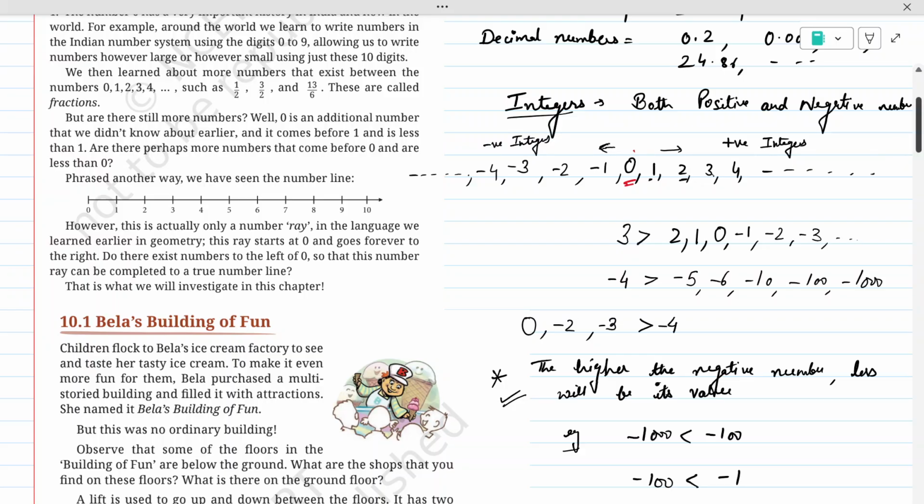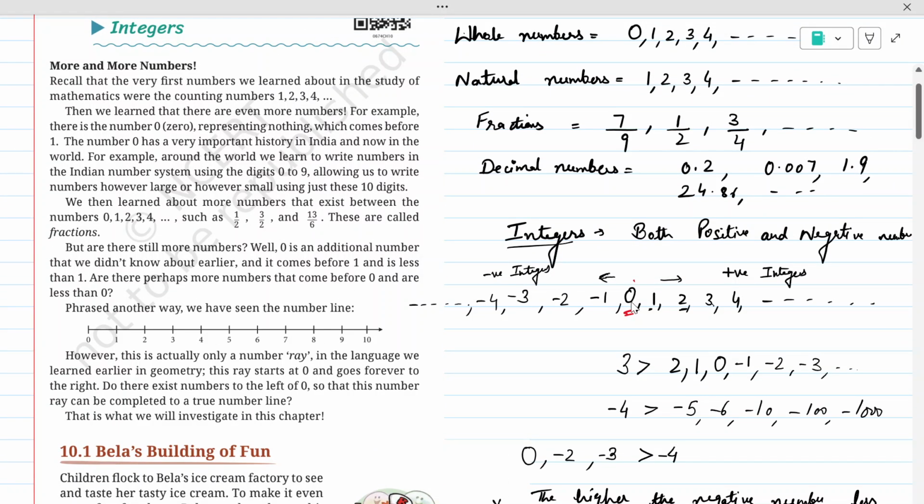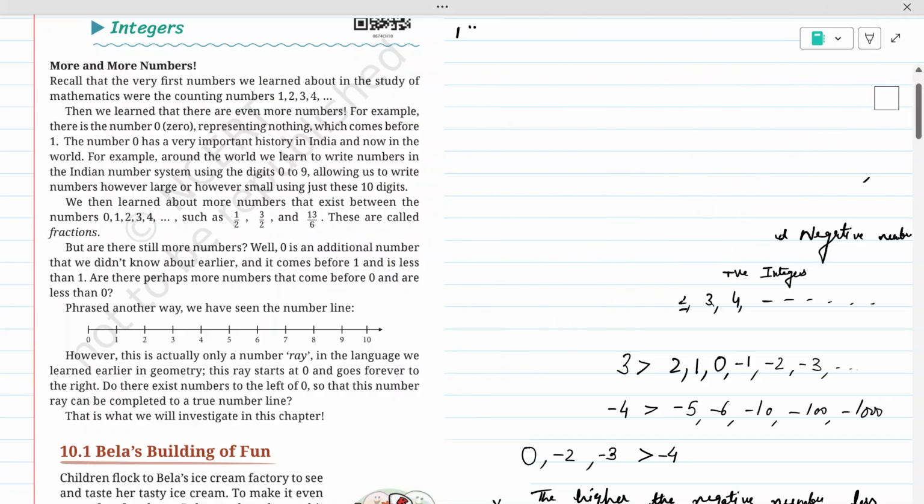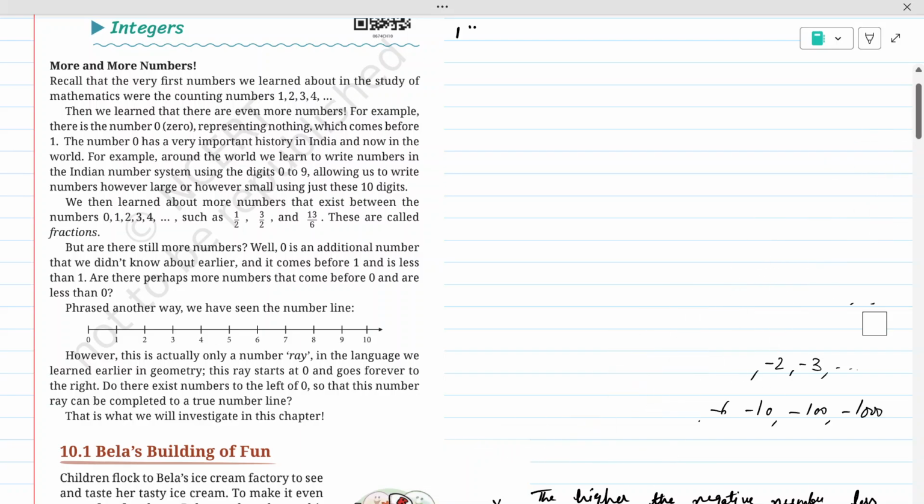So I hope now you have understood what the integers are. It is the set of both positive and negative numbers. Now let us move in this chapter and see what is there. Before that, I am just rubbing out this portion, very fast, kids. Please always remember what are whole numbers, natural numbers, decimal numbers, fractions, and the integers.